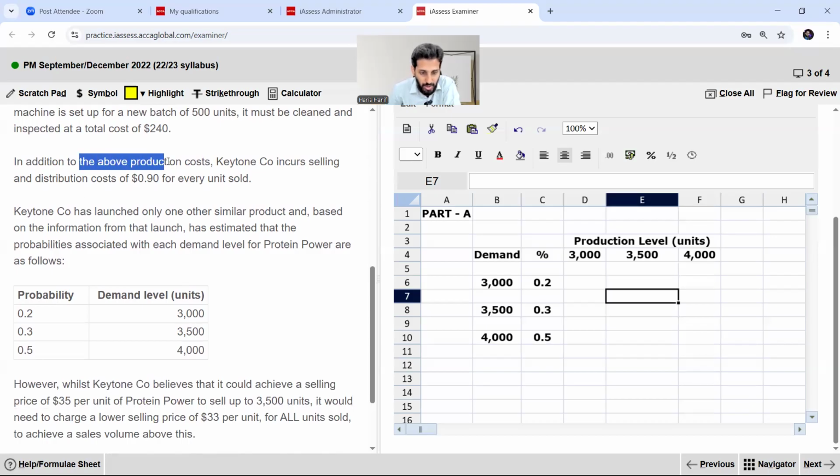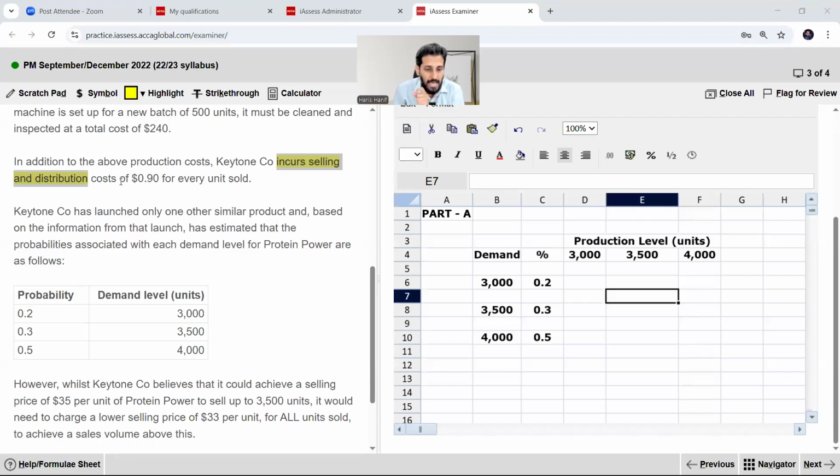In addition to the above production cost, KeyTone company incurs selling and distribution cost. Please note that this is the selling and distribution cost. This is not any other cost. Selling and distribution cost $0.9 for every unit sold. Every unit sold. So keep the things simple and natural.